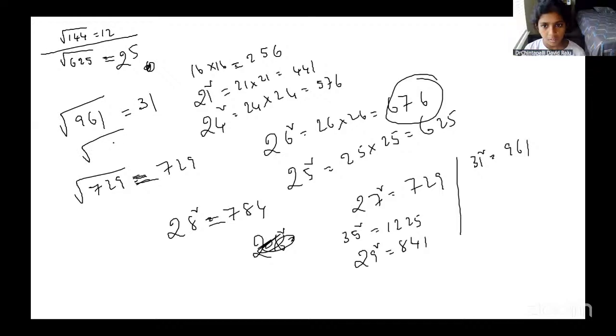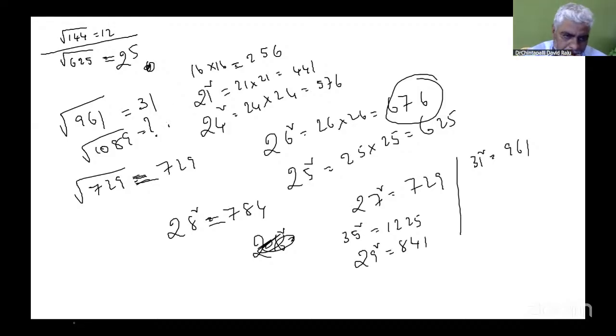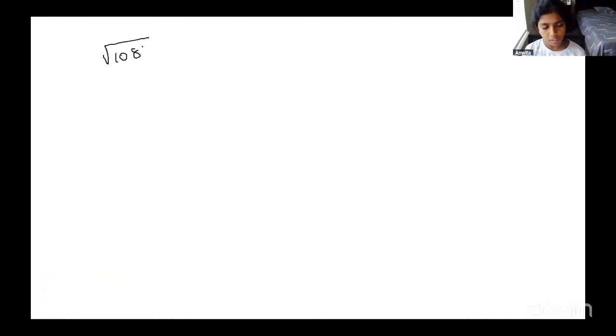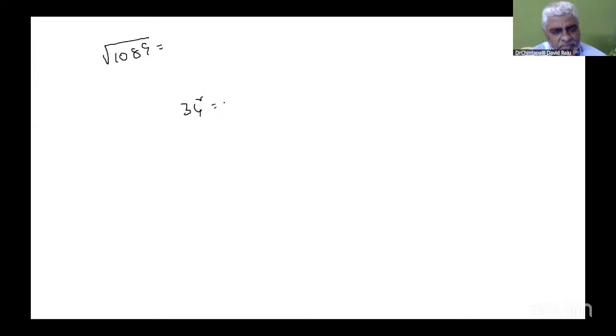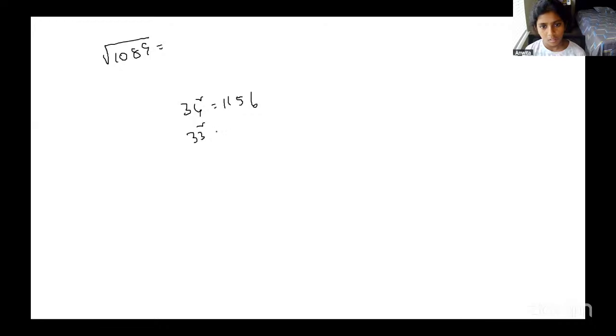Now one more example. The square root of 1089. Is it 30? Square root of 1089. Is it 34, sir? 34 square 1156. Is it 33, sir? 33 square 1089. So answer is 33, sir.